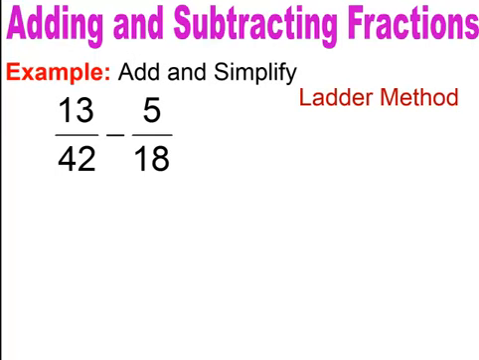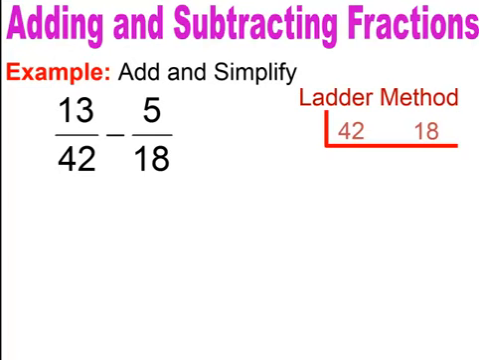Adding and subtracting fractions using the ladder method to find the least common multiple, or finding the common denominator. So with the ladder method, remember you're going to write the numbers that you're finding the least common multiple for in a line. In this case, I need to find a common denominator for 42 and 18 in order to subtract these fractions here. So I'm going to line the two denominators up and put a little box around the two numbers.